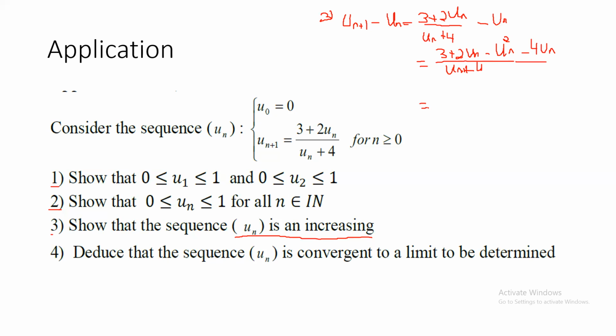Equal minus U squared N minus 4 plus بصير minus 2 UN plus 3 over UN plus 4. Any questions till here? No.